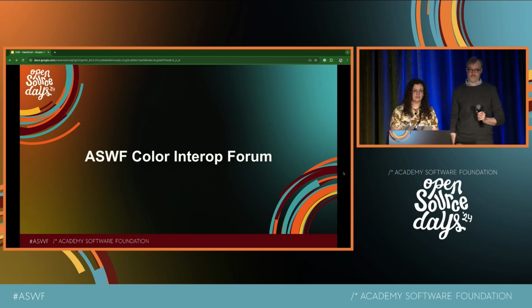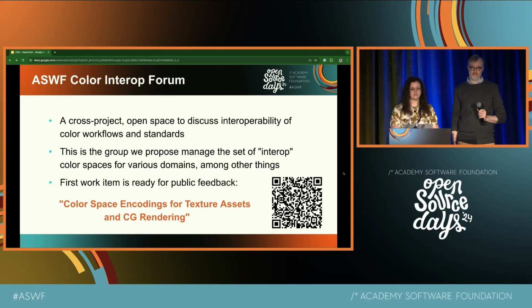In parallel, as mentioned earlier today, we started an initiative earlier this year called the ASWF Color Interop Forum. This is a separate forum from OCIO, a separate thing from the NanoColor project, but they're related in really specific ways currently. The ASWF Color Interop Forum is a cross-project open space to discuss interoperability of color workflows and standards.